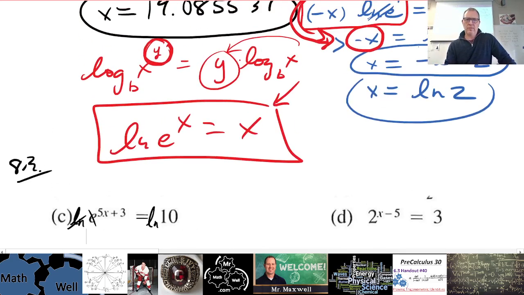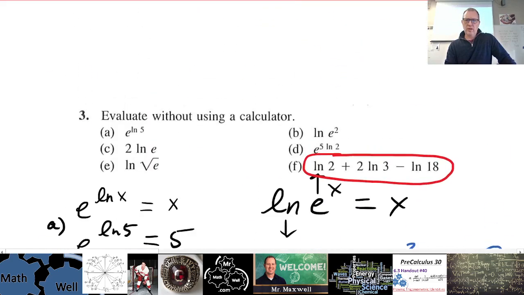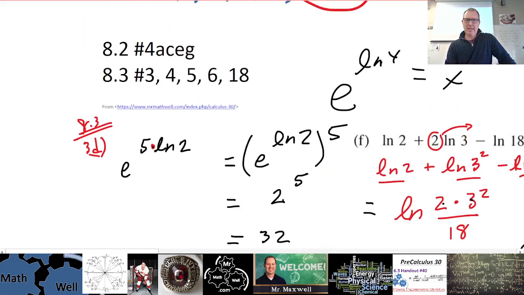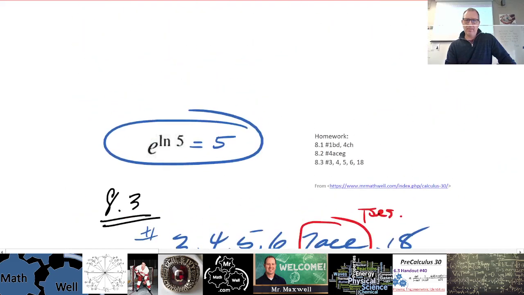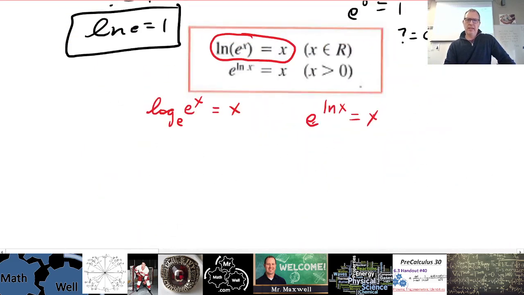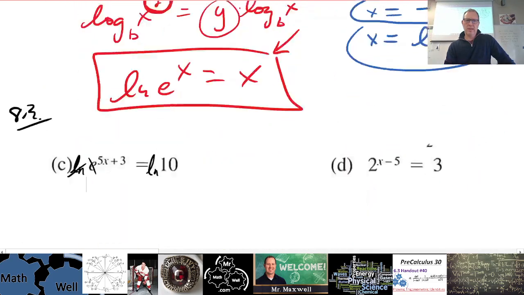ln of, where is it? My computer's lagging big time. Right here. ln of e to the power of x is x. So we're going to use that truth right here in answering this.